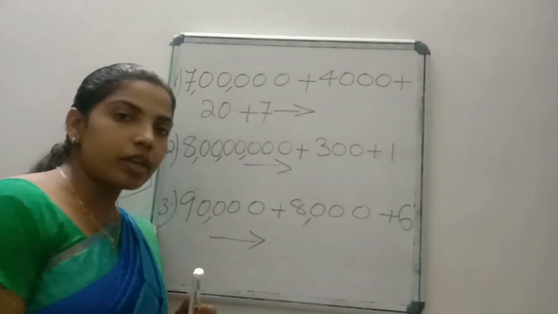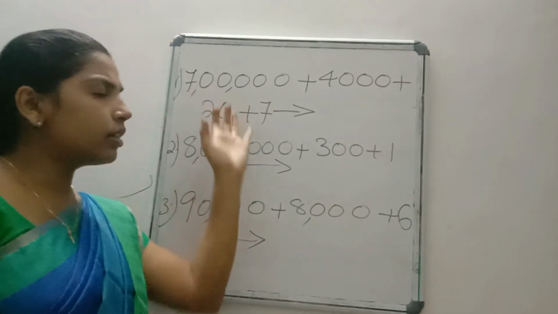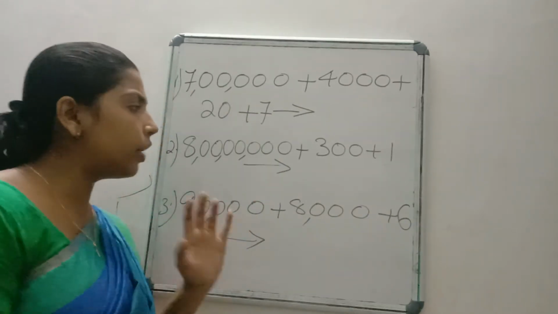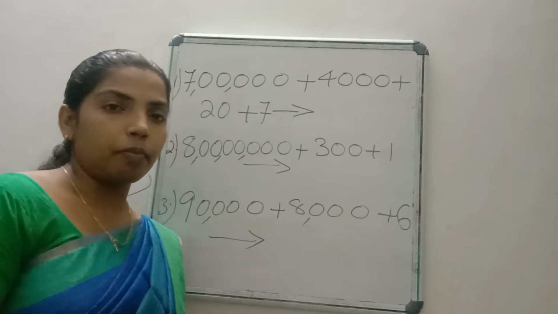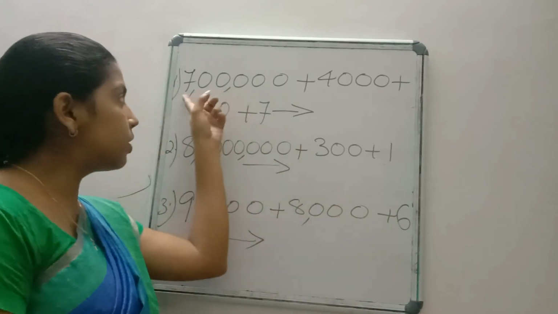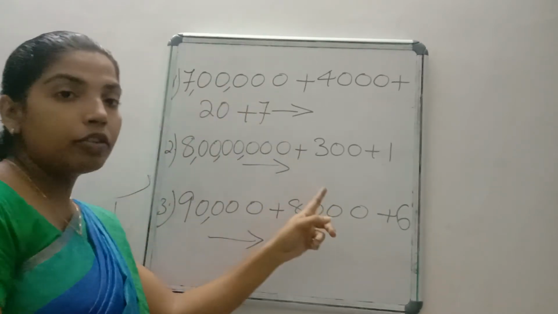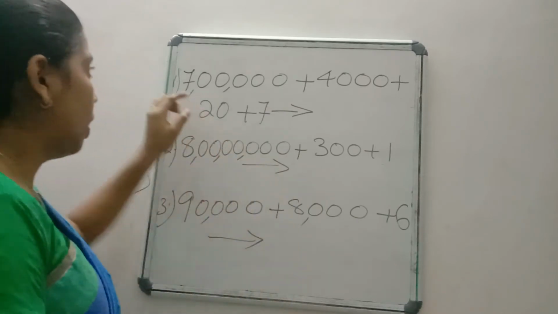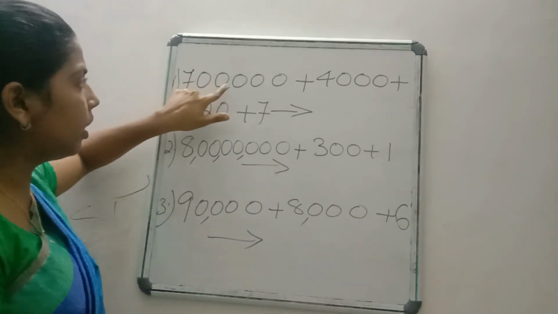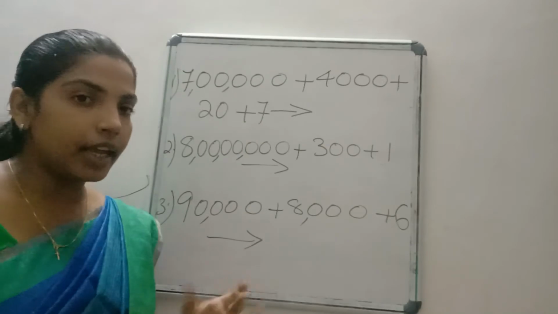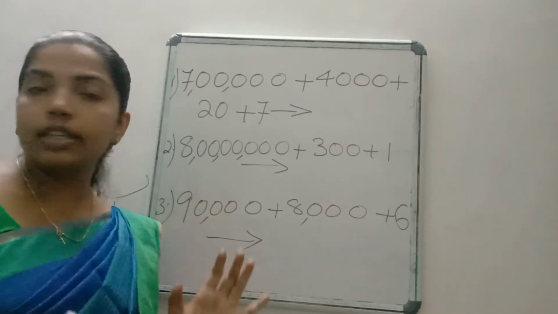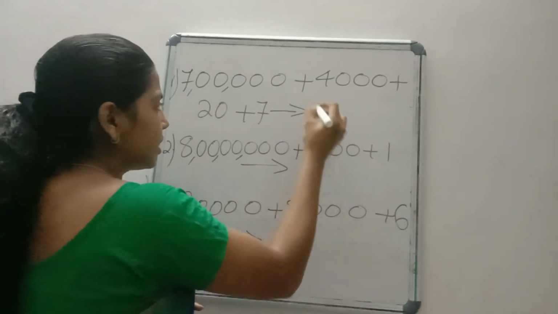Okay, let us do some more questions. See, the same expanded form is given and we have to convert it into short form. What's the first step? We have to observe the first number and count how many digits are there. 1, 2, 3, 4, 5, 6. So we can say that our answer will be a 6-digit number. Okay, so draw 6 lines.